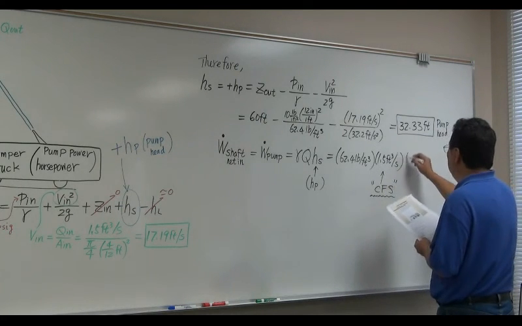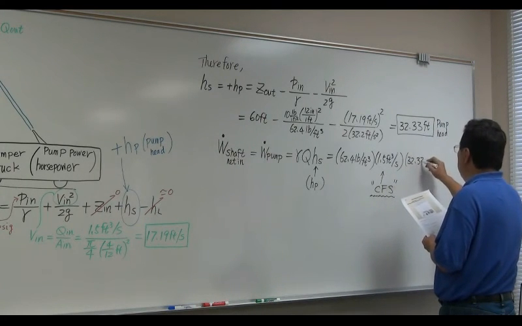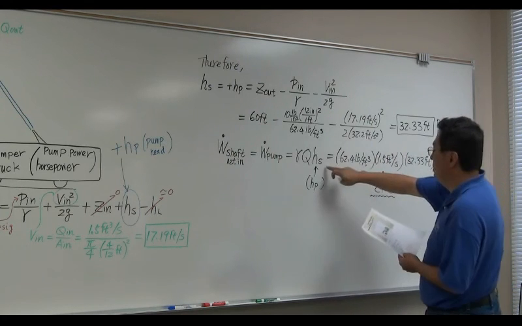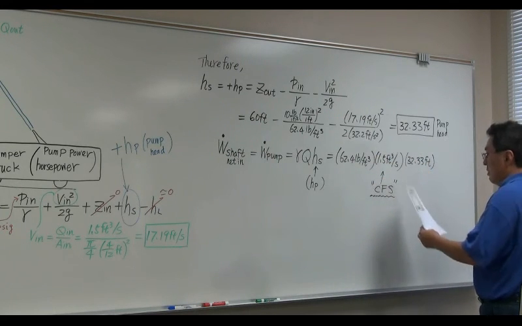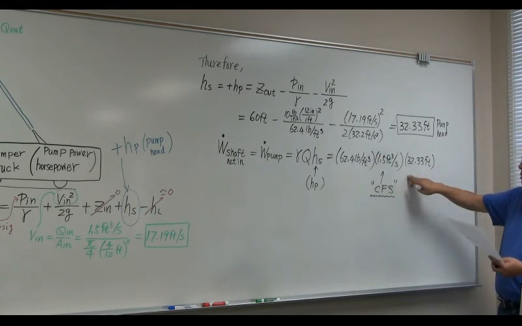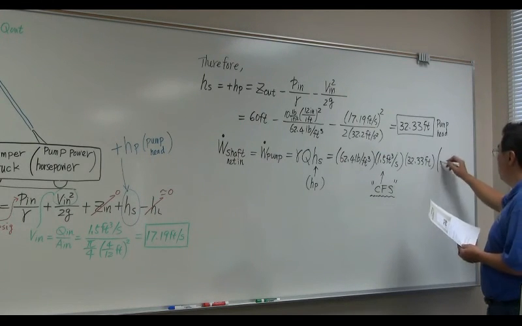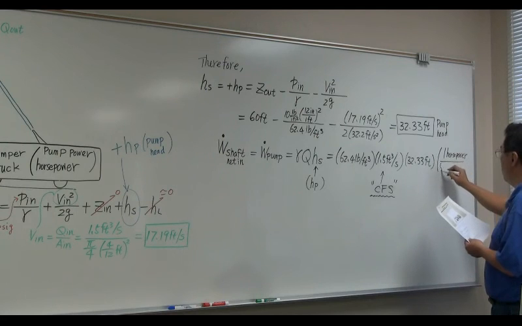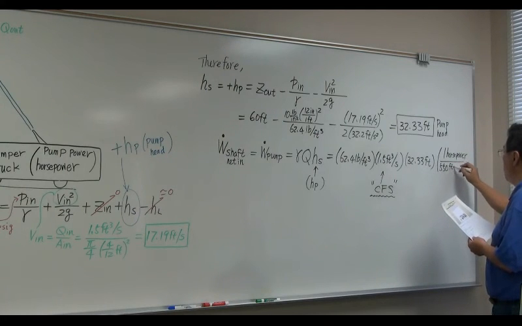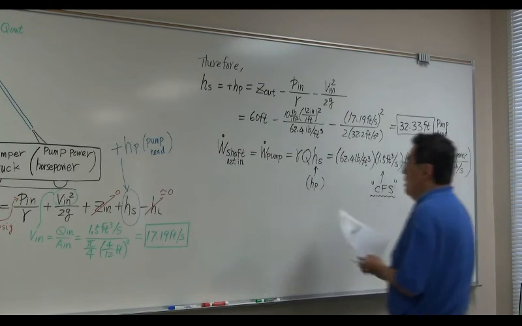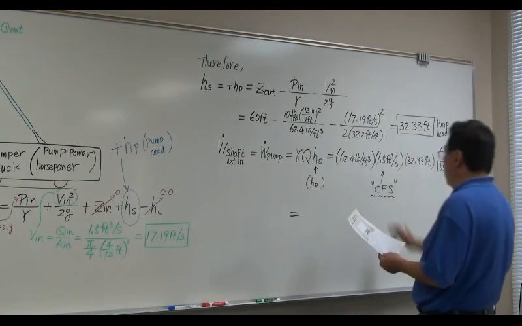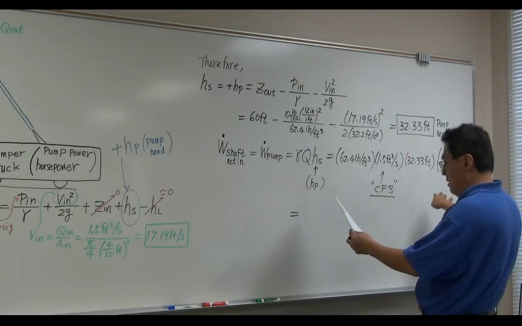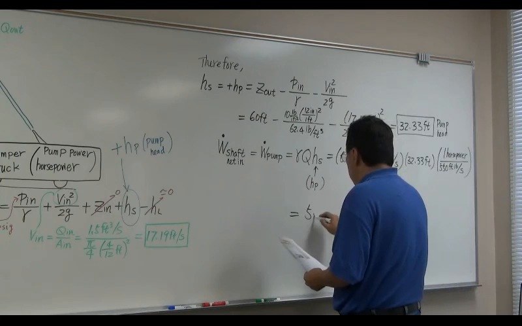Anyways, 32.33 feet. So this is the pump head we found. So this is going to give you foot-pounds per second. That's not what we want. We want to convert it to horsepower. 1 horsepower is given by 550 foot-pounds per second. Okay? Therefore, if you punch all of those numbers in, this is going to give you 5.5 horsepower.